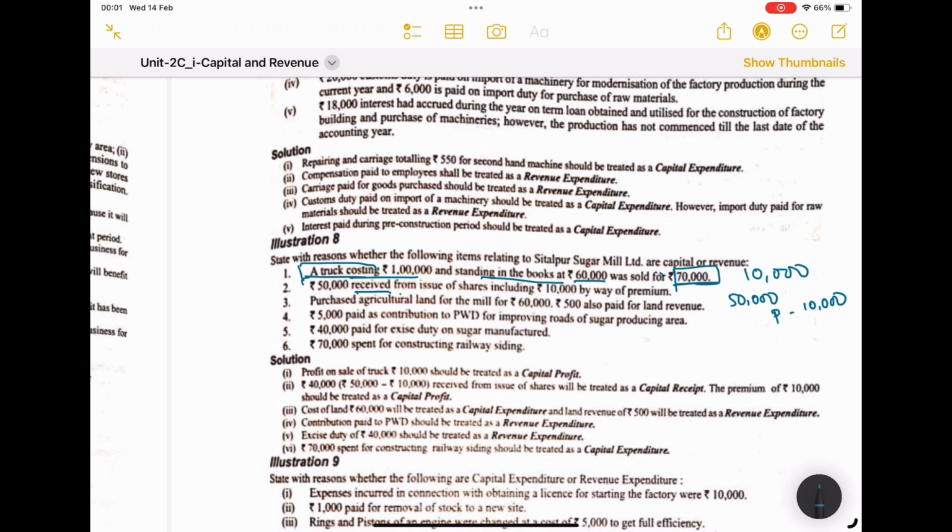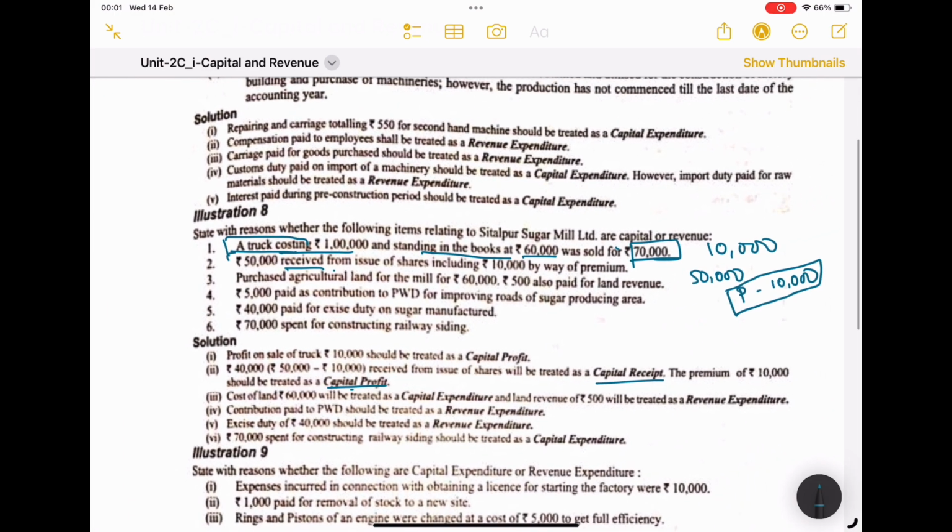So here the premium will be shown in the capital profit, because see, in the statement it is capital receipt only. Here why we have to mention it as capital profit: we will be having a separate reserve, capital reserve, right? This capital profit will be transferred to capital reserve. That's why this 10,000 in the question they have shown as capital profit. If you feel like you don't know these concepts, then generally write it as capital receipt.